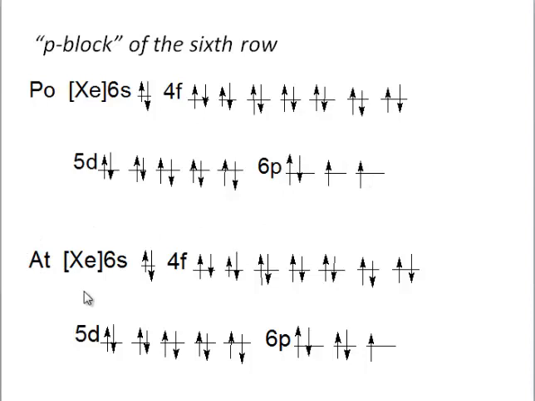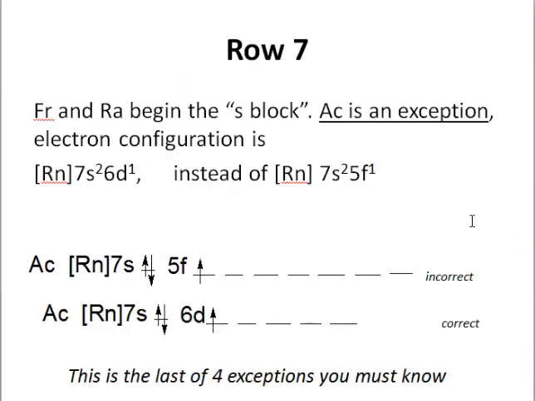Astatine has 7 6p electrons, so here's its orbital diagram with 5 electrons in the 6p subshell, not 7. You can count 5 6p electrons for astatine. Alright, let's look at row 7. Francium and radium begin the s block.